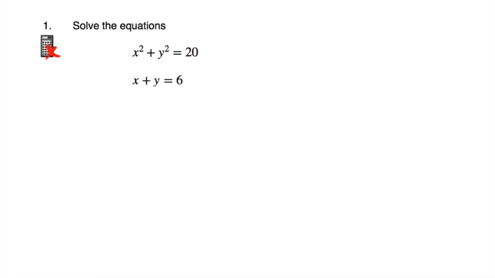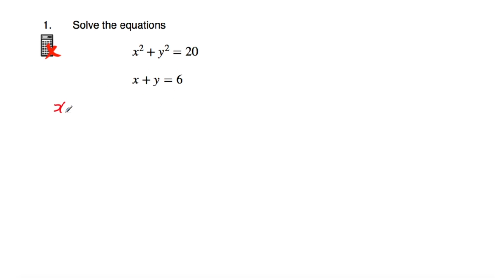Okay, question number one. Question number one said solve the equations x squared plus y squared equals 20 and x plus y equals 6. So here we've got two equations. The bottom one's linear and this is non-linear. The top one's a circle actually, and that's a straight line. We've been asked to solve these simultaneous equations. So what we're going to do is make either x or y the subject of the linear one at the bottom, and then substitute that into the top one, the non-linear, and then we'll solve it. Okay, so let's make x the subject of this linear.